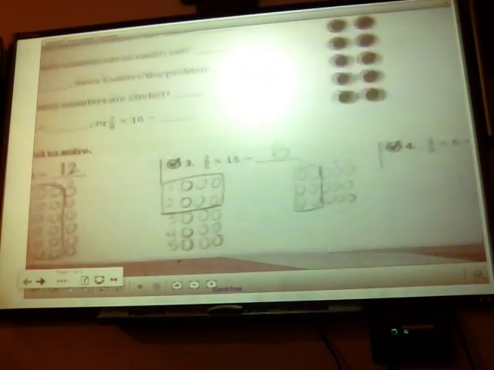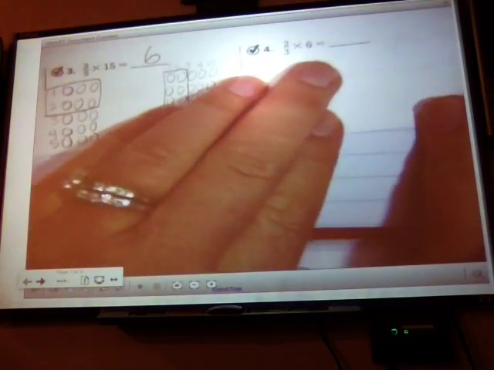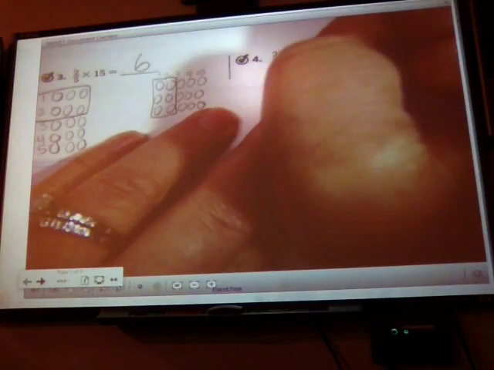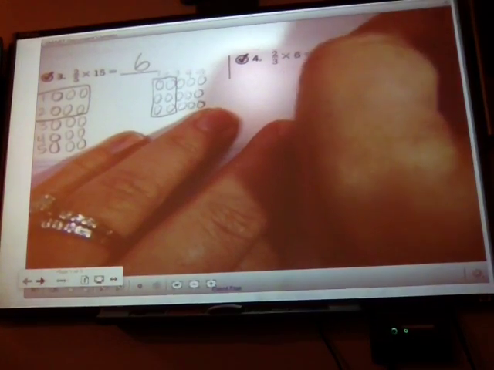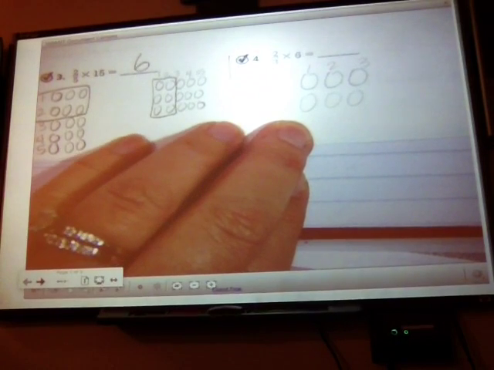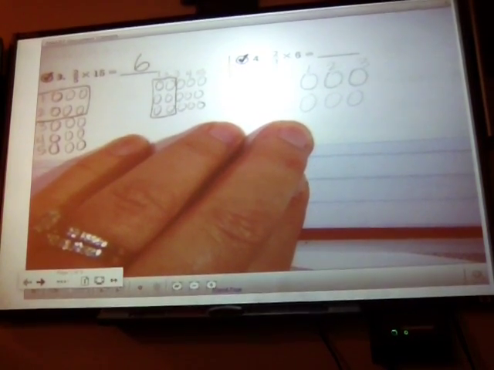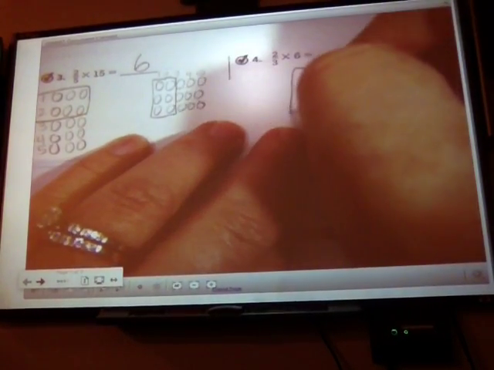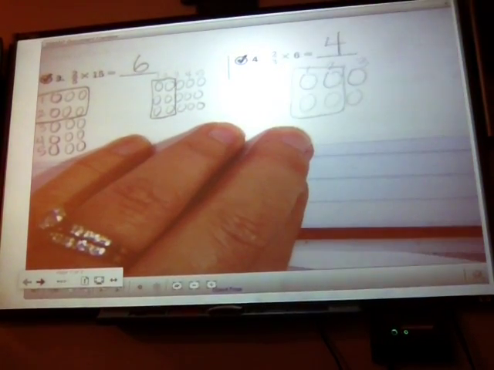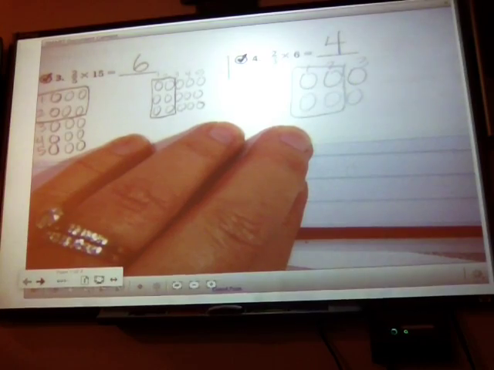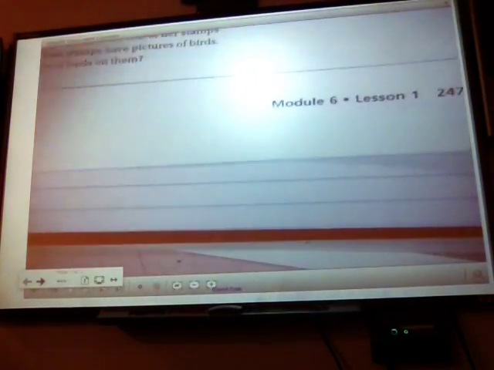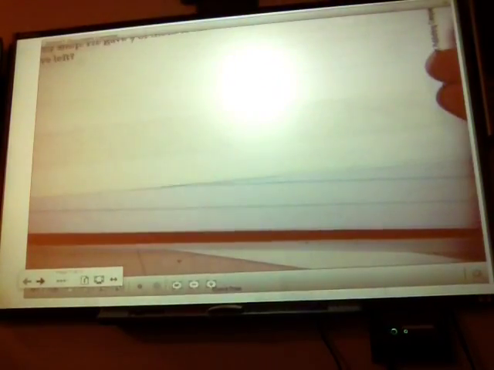Okay, how am I going to organize my sticks? And how many groups? 3. 1, 2, 3. Here's my 1, 2, 3, 4, 5, 6. How many groups of 3s am I going to circle? 2 groups of 3, or 2/3, which gives me a total of 4. I ask and beg of you, I need you to do it this way today.